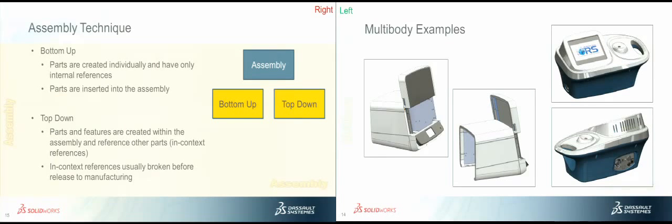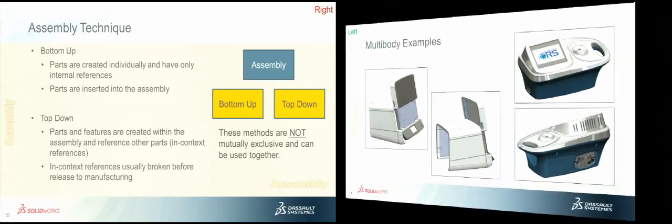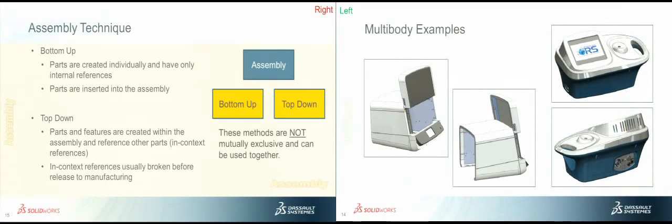When we do top-down design, we create a lot of in-context references, which we'll talk about, not only how they're created, what they are, and how we get rid of them at the end. But it's also important, just like we did on multi-bodies, that top-down and bottom-up are not mutually exclusive. A lot of assemblies have both of them combined in the same assembly.